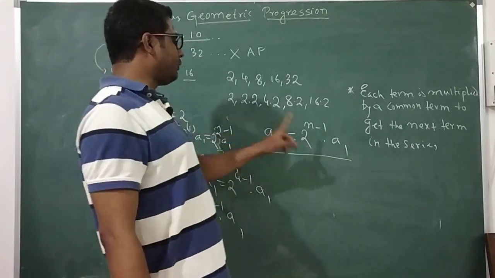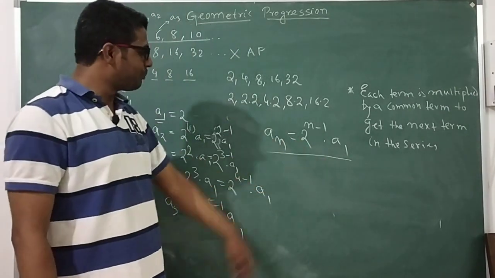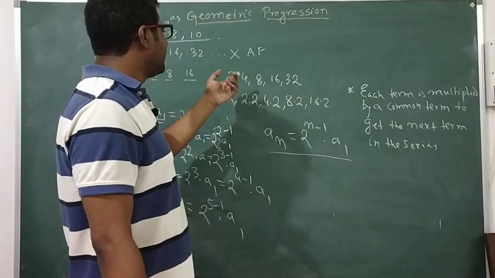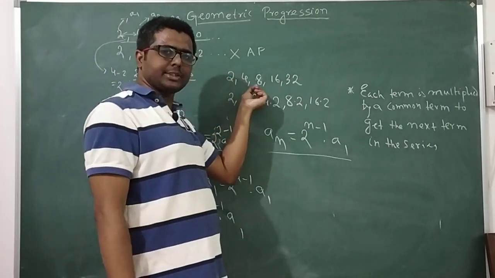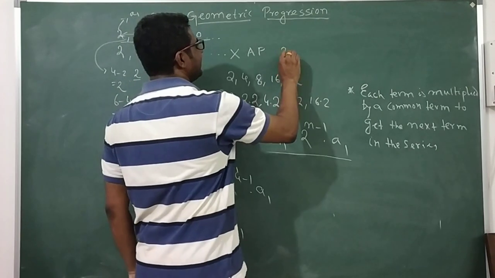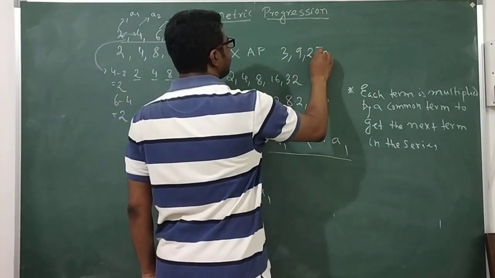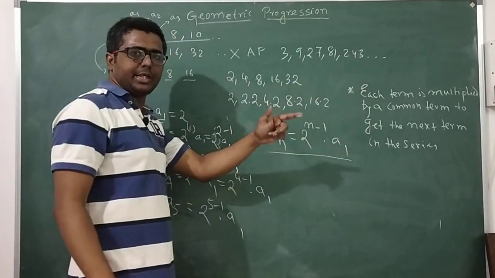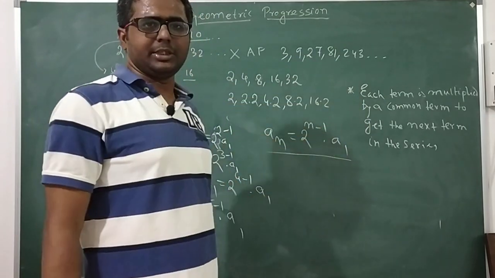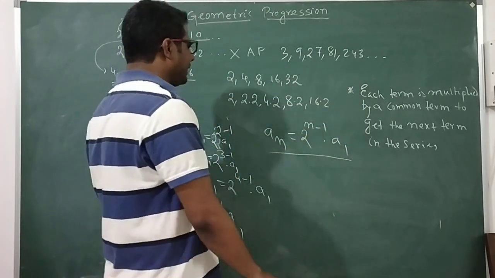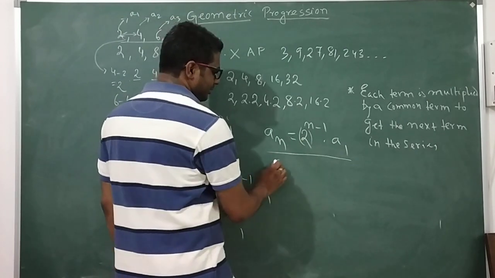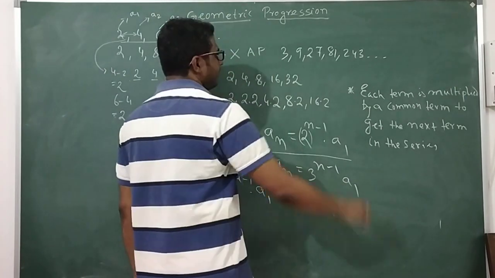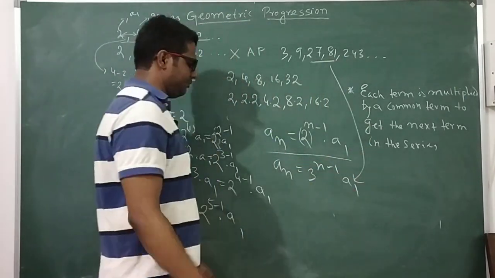Now, here there is one constant term that we have used, that is 2. But it will not necessarily be 2 always. This series has been developed by multiplying each term by 2 to get the next term. I can make another series like this: 3, 9, 27, 81, 243 and so on. In this case, 3 has been multiplied with each term to get the next term. So in that case, this one will be 3. Okay, for this series, this will be the relationship.